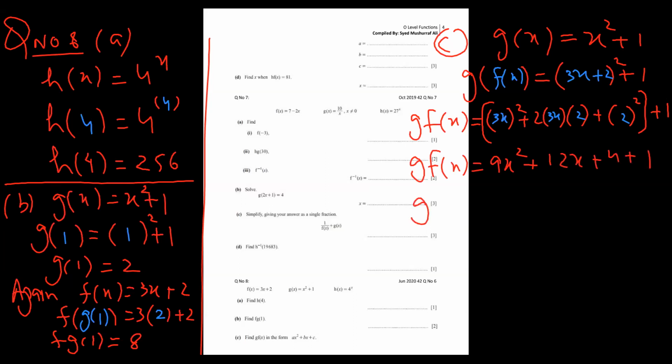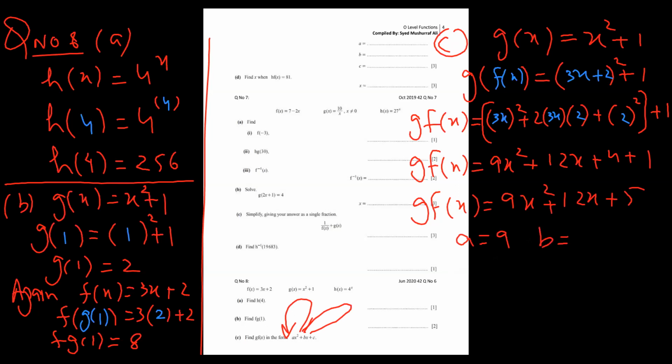So alhamdulillahi rabbil alameen. So 9x to the power 2 plus 12x plus 5. And if you compare this answer, sometimes he asks you what is the value of a. So beside x squared we have written a, so a is equal to 9. Beside x we have given b, here it is 12, so b is equal to 12. And this lone number here is c, so c is equal to 5. Alhamdulillahi Rabbil Alameen, so this ABC part is over.